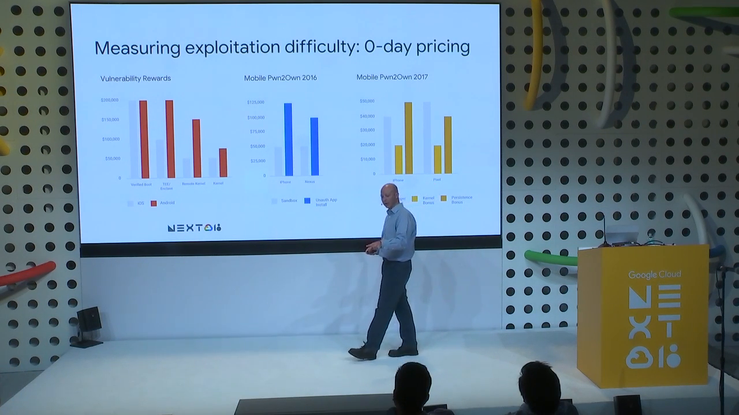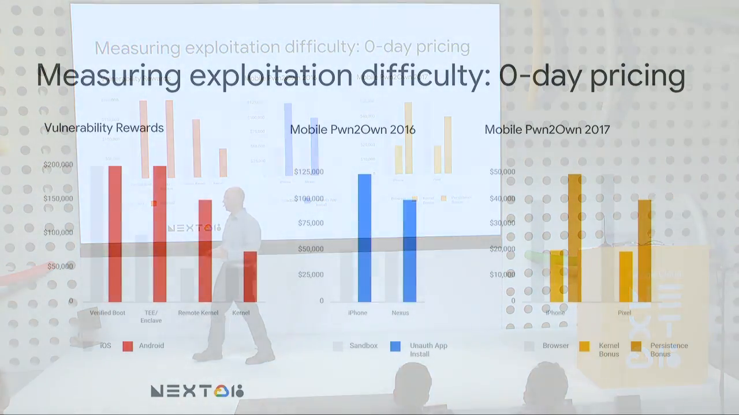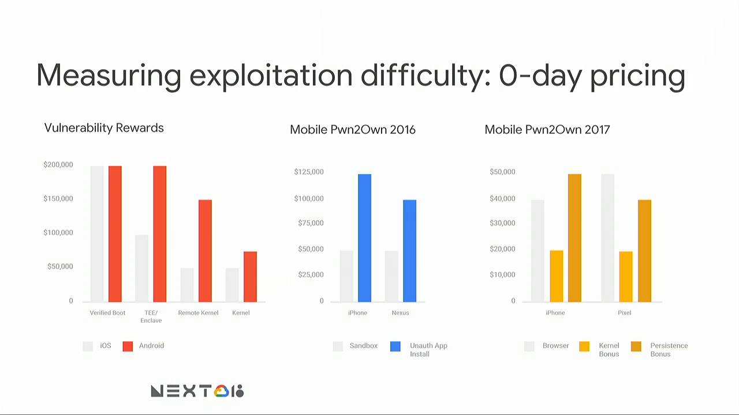And if you look in the middle here, mobile pwn to own is another example of where you can measure the price of these exploits, the market pricing. So elite hackers can go to these contests and try to land their exploits. And year after year, we're seeing the price of those Android exploits going higher and higher. In the last one, late last year, pricing was pretty much on par between Android and other mobile platforms.